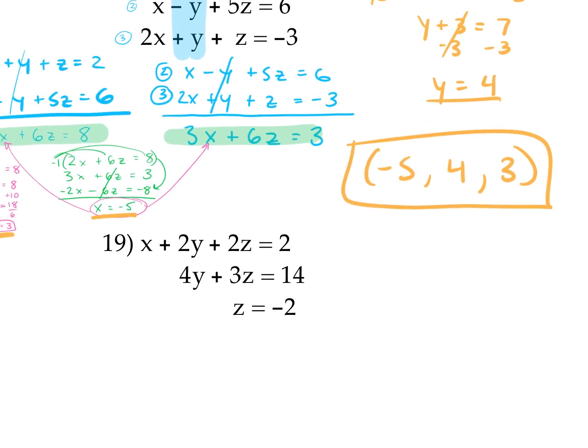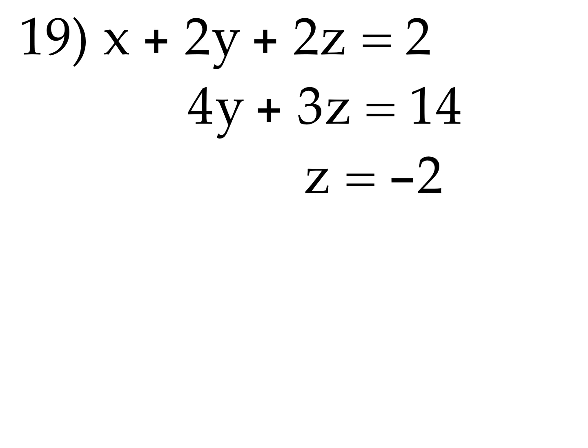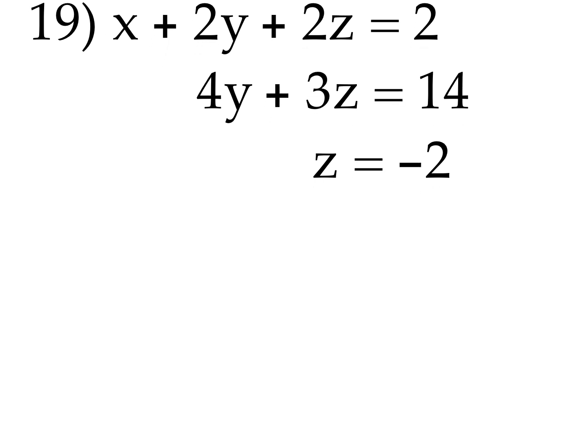Okay, let's do 19. 19 is nice because one of the equations is already solved for us. I have z is equal to negative 2. That's an answer. So what would I do next? I have to plug it into the second equation because that's one with two variables. So I can't just go ahead and plug it into the first one yet because we only have one answer. So you use back substitution. Take your one answer, plug it into the one with two variables. Take your two answers, plug it into the one with 3.